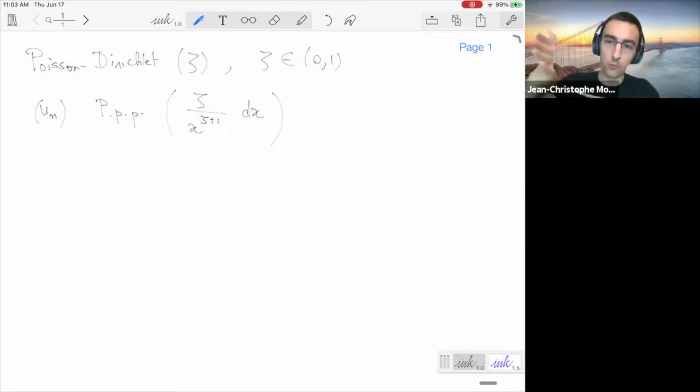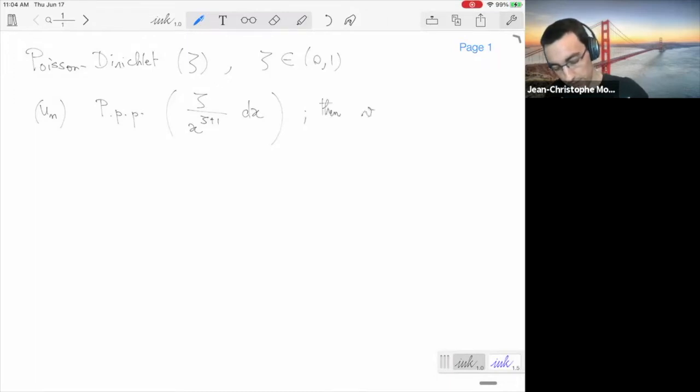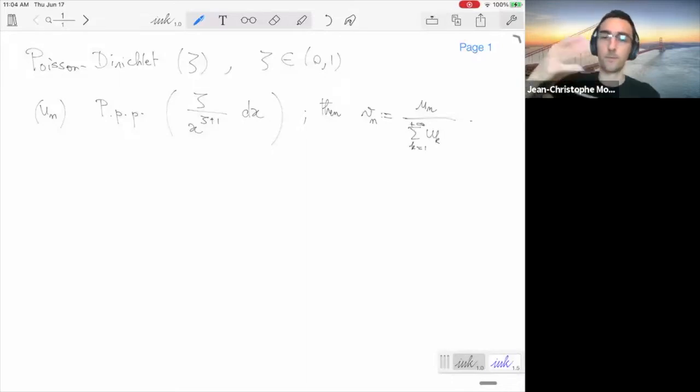And here you remember that we can order this decreasingly. So U_1 is the largest point, and then U_2, etc., and these points accumulate to 0. And then we set V_n to be U_n divided by the total sum. So the result of this point process, normalized so that the total sum becomes equal to 1, is the Poisson-Dirichlet process with parameter zeta.